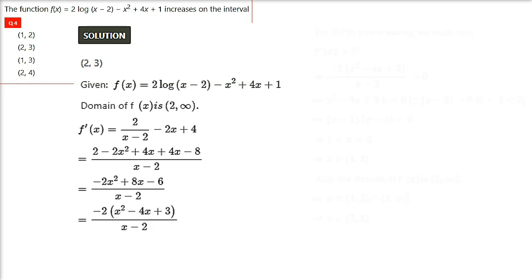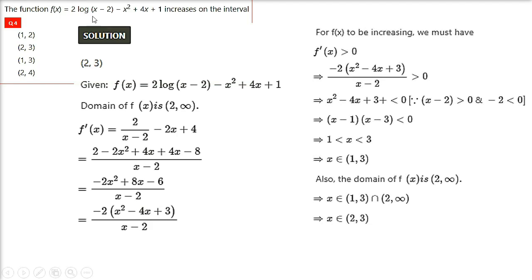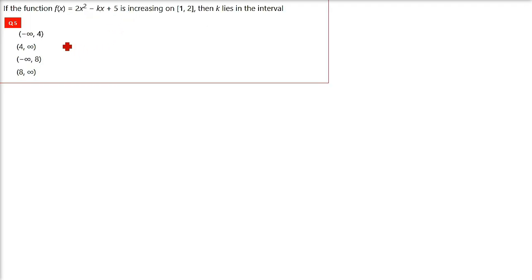So this is the stepwise discussion of what I just told. Whenever you have log, you have to find out the domain yourself so that you know how it is finally going to work.